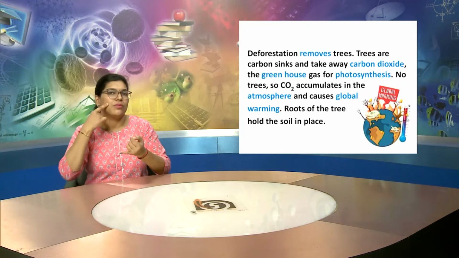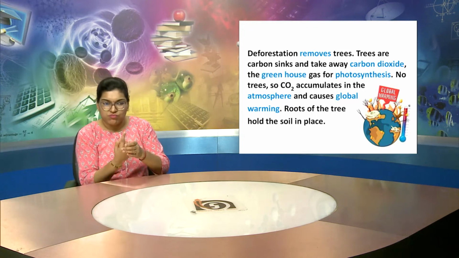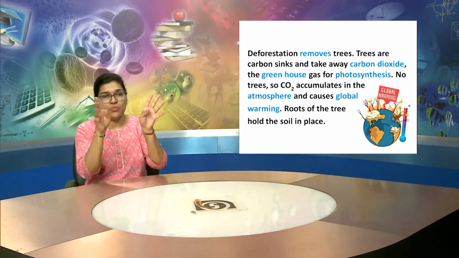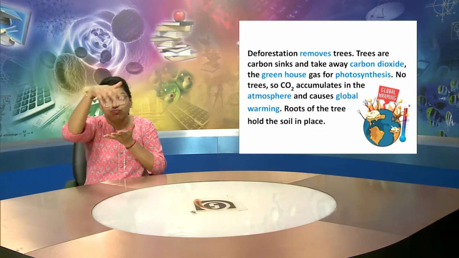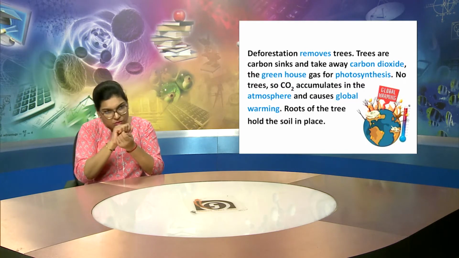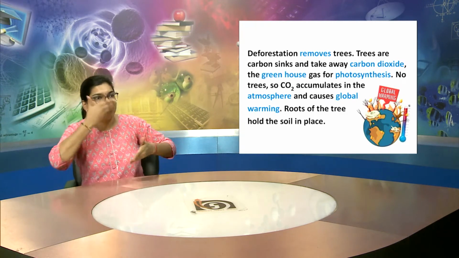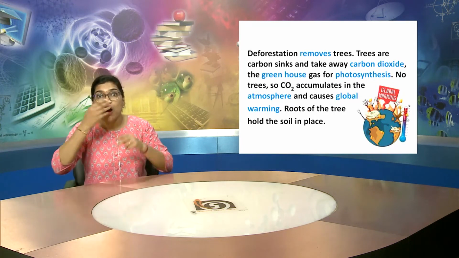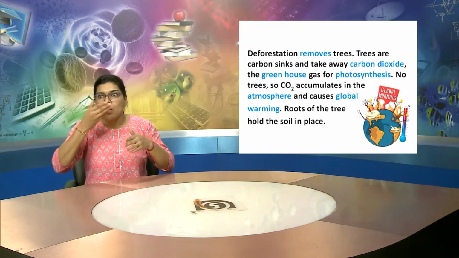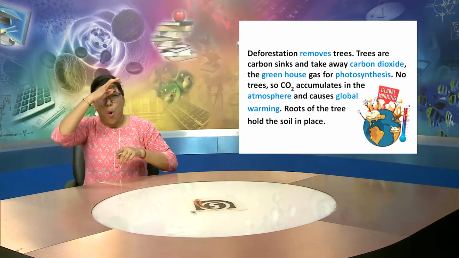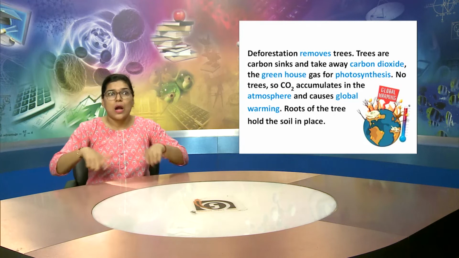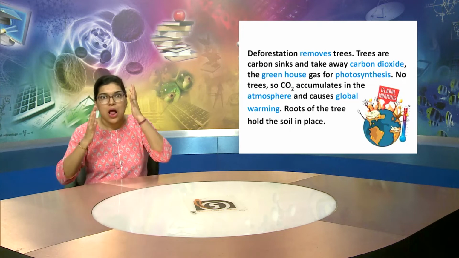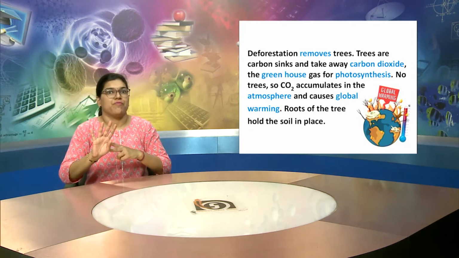You must be aware of the process of photosynthesis. It is the act of making food by plants in the presence of sunlight. So during photosynthesis, CO2 is taken inside the plant body and they give out oxygen, and that oxygen is used by humans. So in case trees are cut, then how will the CO2 get converted into oxygen, and that will lead to global warming.